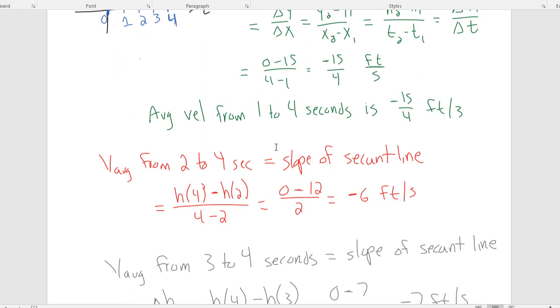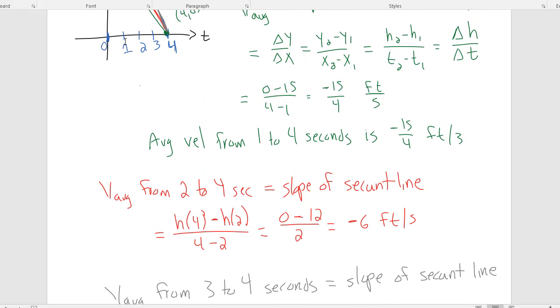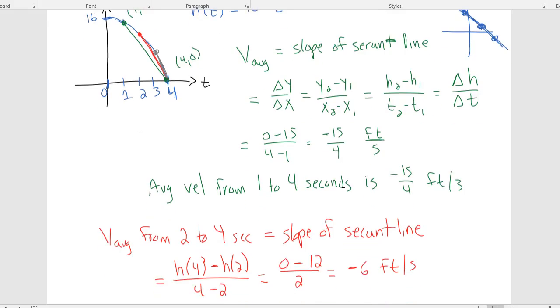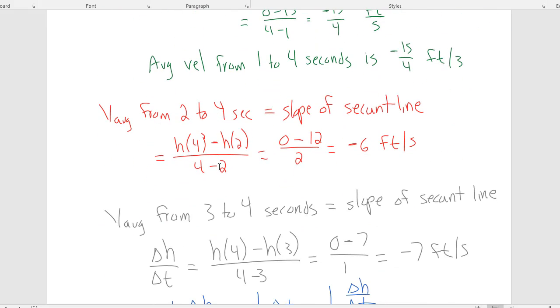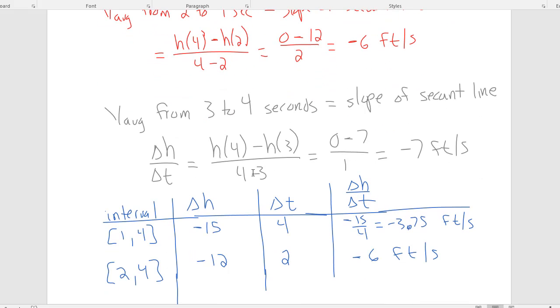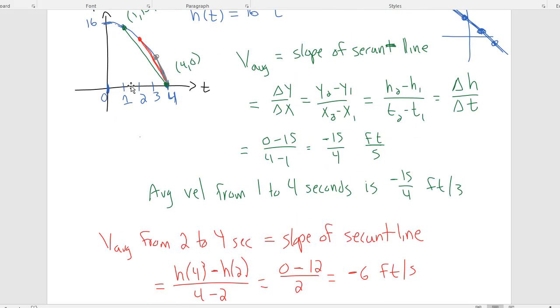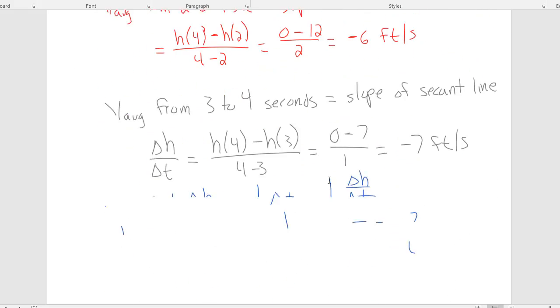And again, what we were doing in this process is, when we went from 1 to 4 seconds visually on my graph, my change in time here was, looks like that was supposed to be 3. I think I had a typo on that work. And then from 2 to 4 seconds, I have a difference of time of 2. And then from 3 to 4 seconds, I have a difference of time of 1. So as we have this point here slide closer to that point, our change in time is decreasing.